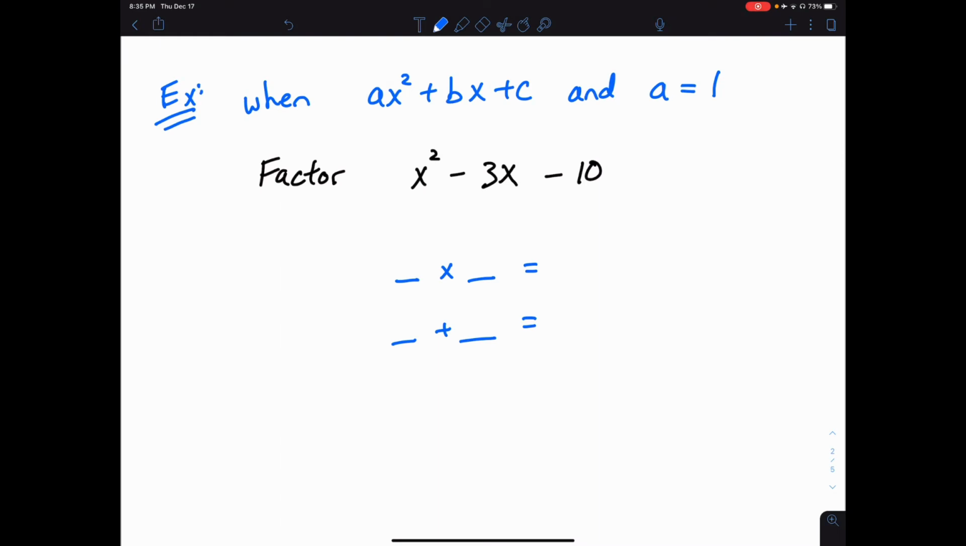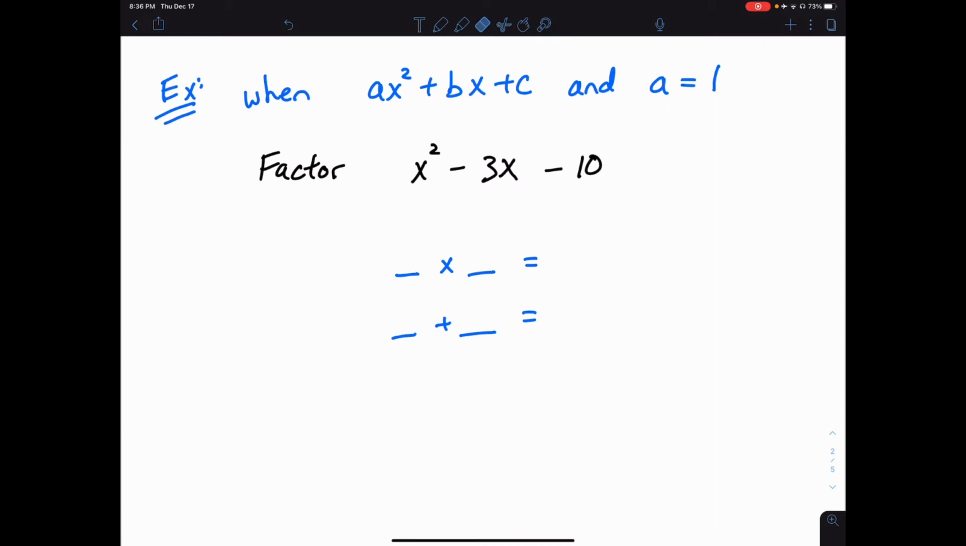Now for a lot of us, we know that we take the a value and we multiply it by the c value to find the multiplication number that we're trying to get. So the a value here would be 1, and we're going to multiply it by negative 10. So I'm trying to get the combination such that I get negative 10, and the addition number is going to be negative 3. The addition number is found using the number in front of the x variable.